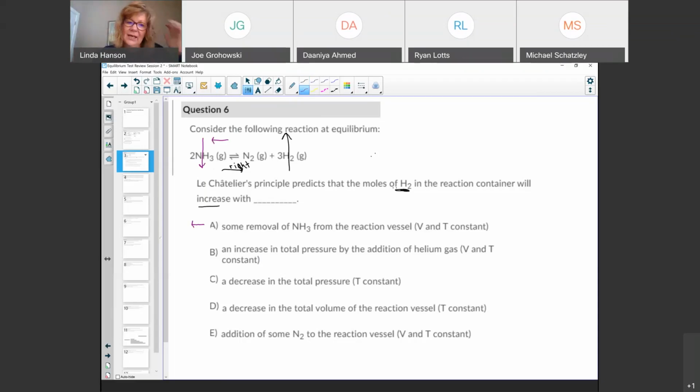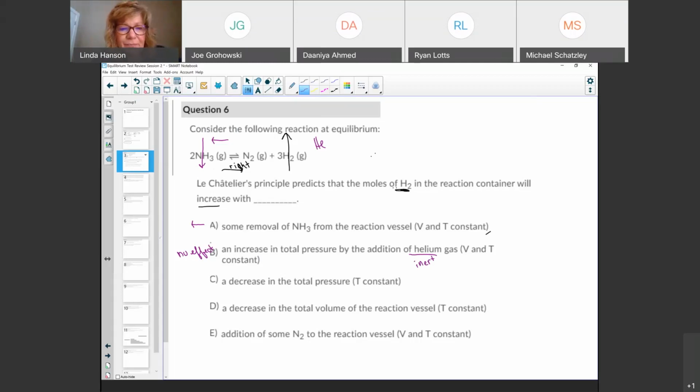Letter B. If we increase the total pressure by the addition of helium, I went on and on in the Le Chatelier lesson and talked about the presence of an inert gas: absolutely no effect on the system at equilibrium. Helium is not part of the studied reaction. There's no helium anywhere in the left or the right side. So adding an inert gas has no effect on the dynamic equilibrium. So still not letter B.